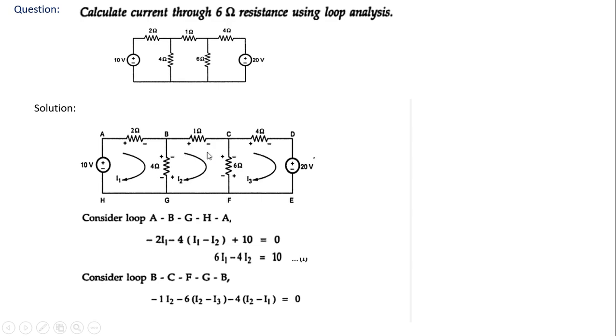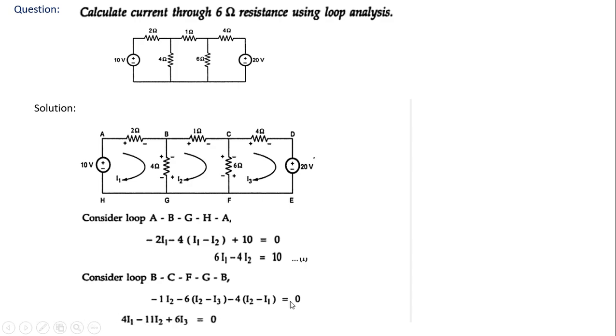Why? Because in the second loop, loop current I2 is positive, so plus I2, whereas I3 is opposite to that of I2, so minus I3. And then the 4 ohm resistor, which is in between loop 1 and 2. For this, the voltage drop across the 4 ohm resistor is minus 4 of I2 minus I1, where I2 is positive and I1 is opposite to that of I2, so minus I1, is equal to 0.